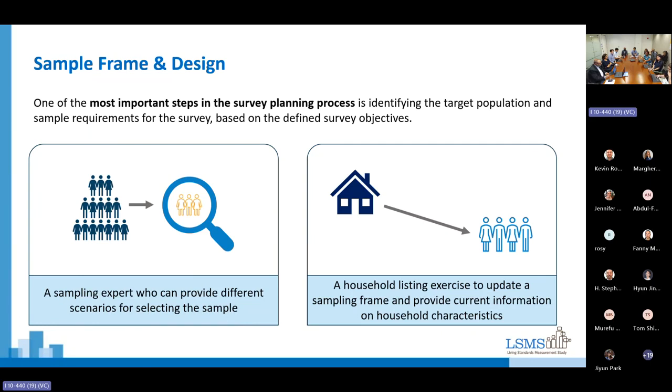And if you don't have that good sample, then your data is just basically about the people you interviewed. You cannot extrapolate it to any larger group. And the whole purpose is that you want policymakers to be able to use this data. So it's very important to have a good sampling expert that can give you the different scenarios and also do a listing exercise so you update your sampling frame to make sure you have the current information for the households you're going to be interviewing.